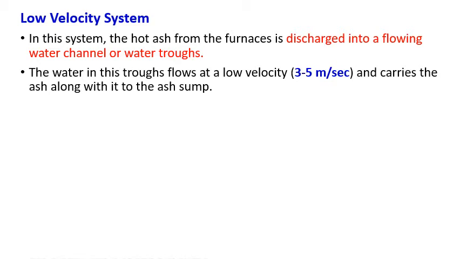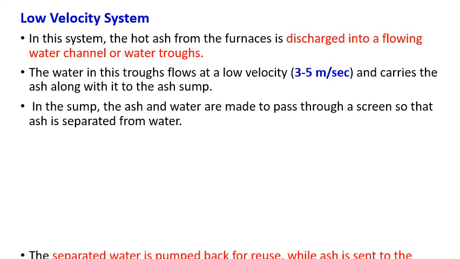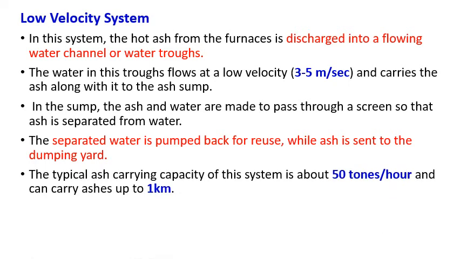The water in the trough flows at a low velocity, around 3 to 5 meters per second, and carries ash along with it to the ash sump. In the sump, the ash and water are made to pass through a screen so that ash is separated from the water. The separated water is pumped back for reuse while ash is sent to the dumping yard. The typical ash carrying capacity of this system is about 50 tons per hour and it can carry ash up to 1 kilometer.